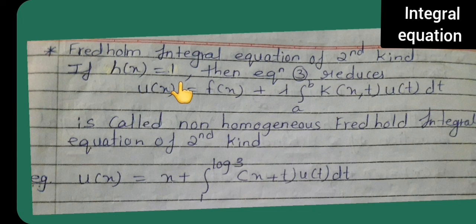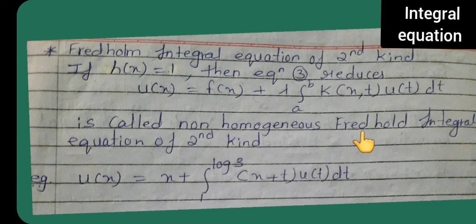If h of x is equal to 1, then equation 3 will reduce to this. U of x will be there because my h of x is equal to 1. So this is equal to f of x plus lambda integral from a to b k of x comma t u of t dt. And these two are constants. Okay, it's called non-homogeneous Fredholm integral equation of second kind.